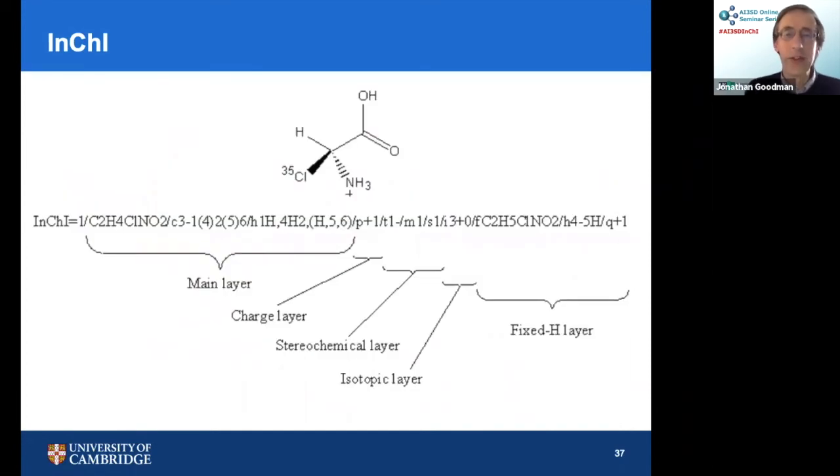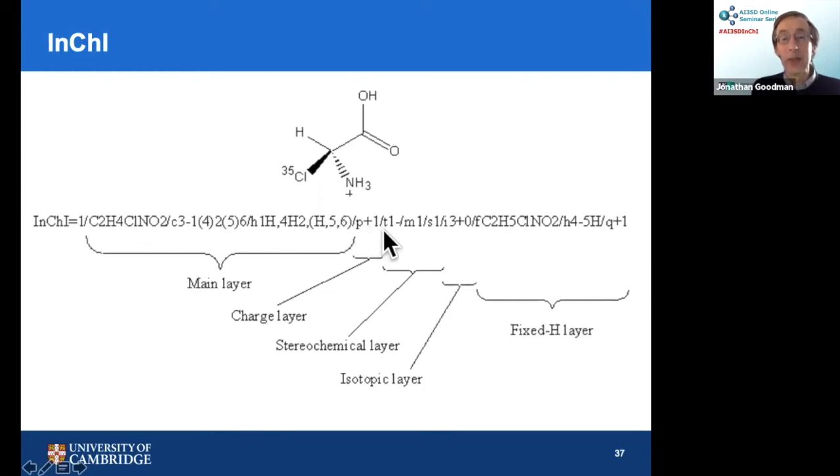Here is a more complicated InChI, more complicated because this is a molecule with stereochemistry. So the InChI begins in the same way, with the layer with the molecular formula, the layer with the connectivity, but now we have an extra layer marked P because there is a charge. This has a positive charge of +1. So the charge layer says there's a charge of +1.